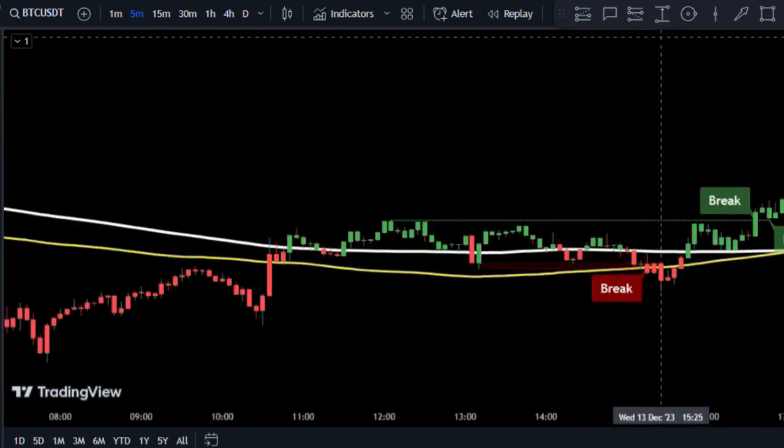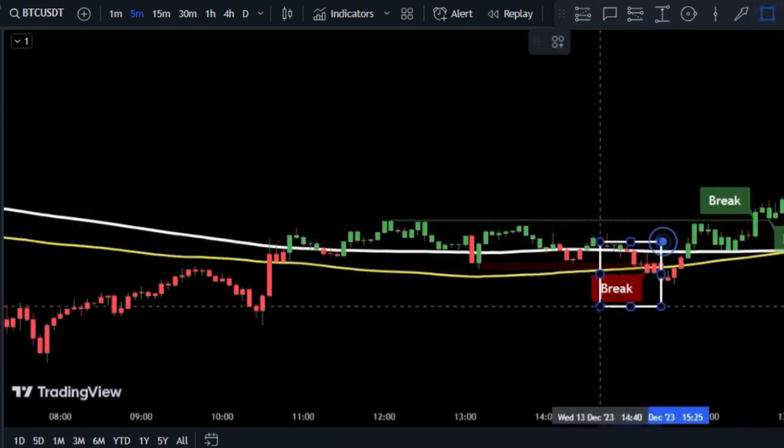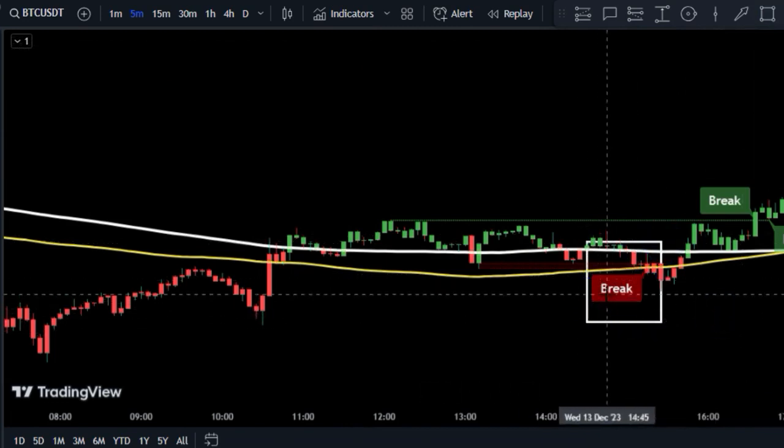To select the best signals for entry, we can utilize another indicator in this strategy.